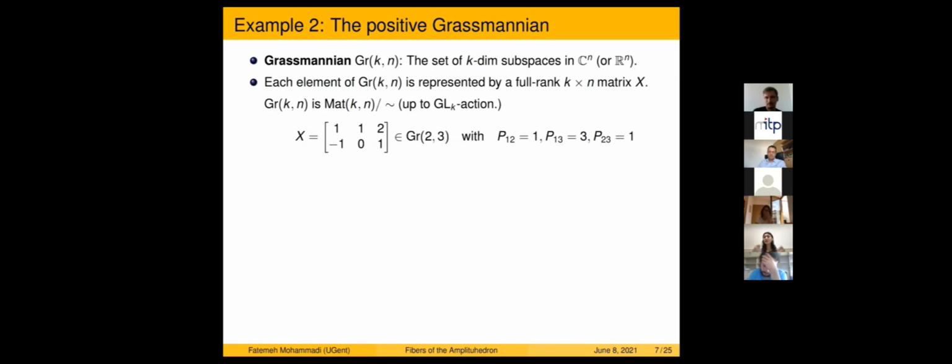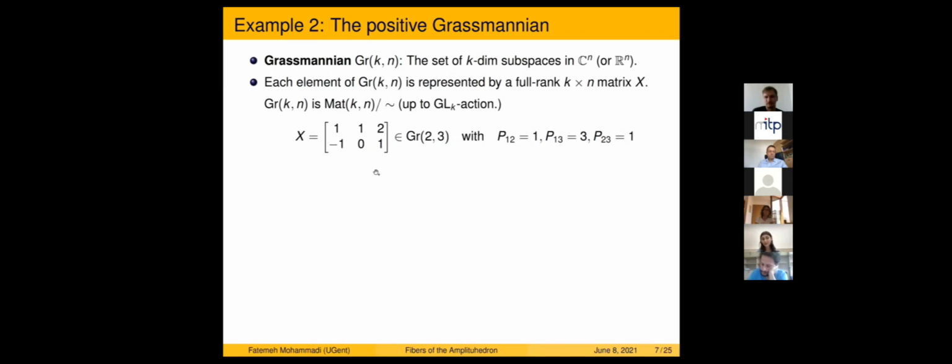So we would like to look at the set of all these full rank K times N matrices up to GL_K action. Here is an example in Grassmannian (2,3). I take a 2 times 3 matrix X, and for every such K times N matrix we can also define so-called Plücker coordinates, indexed by the collection of K columns of your matrix.